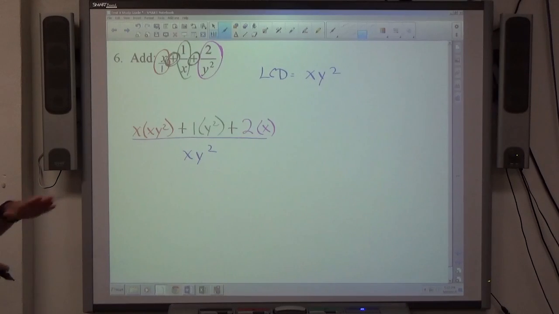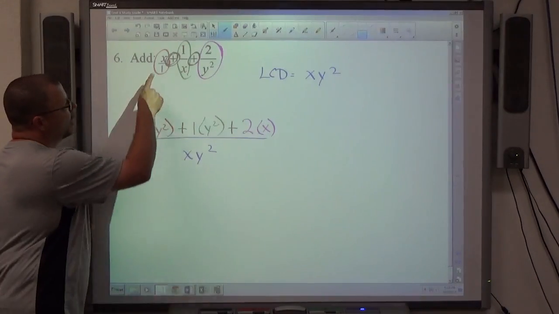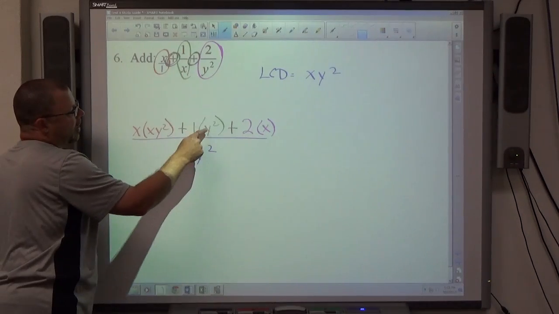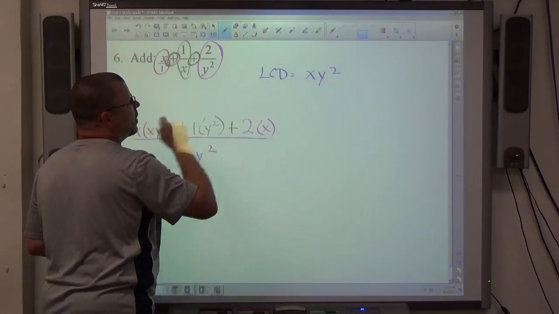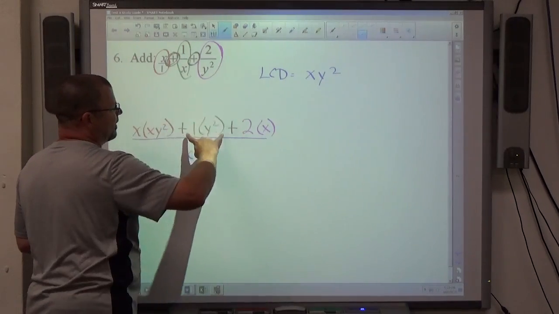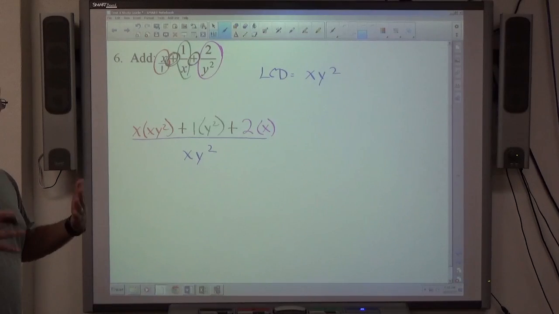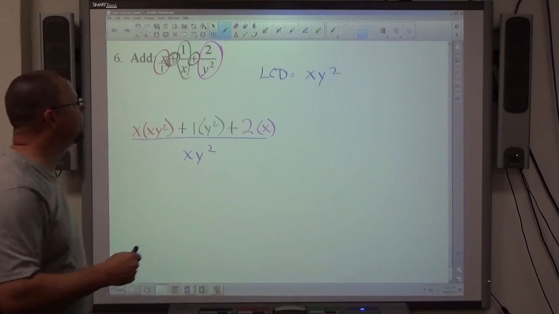So for each fraction, making this one big fraction bar, the top is what it was times how you change the bottom. What it was times how you change the bottom. What it was times how you change the bottom. These signs stay the same. If that was a minus sign, that'd be a minus sign. Be careful that the signs stay the same. I've seen people miss these problems because they put wrong signs.